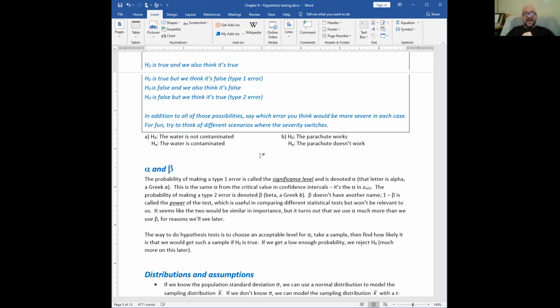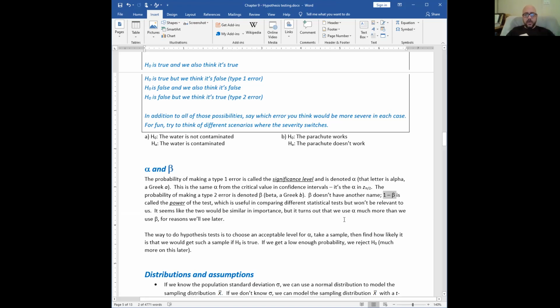There is a thing that you would do in a more advanced statistics class called finding the power of the test to compare two different hypothesis tests to each other, that we will do none of at all. So you don't even have to worry about it. Do know what it means. Beta stands for the probability of a type 2 error. Alpha is the probability of a type 1 error.